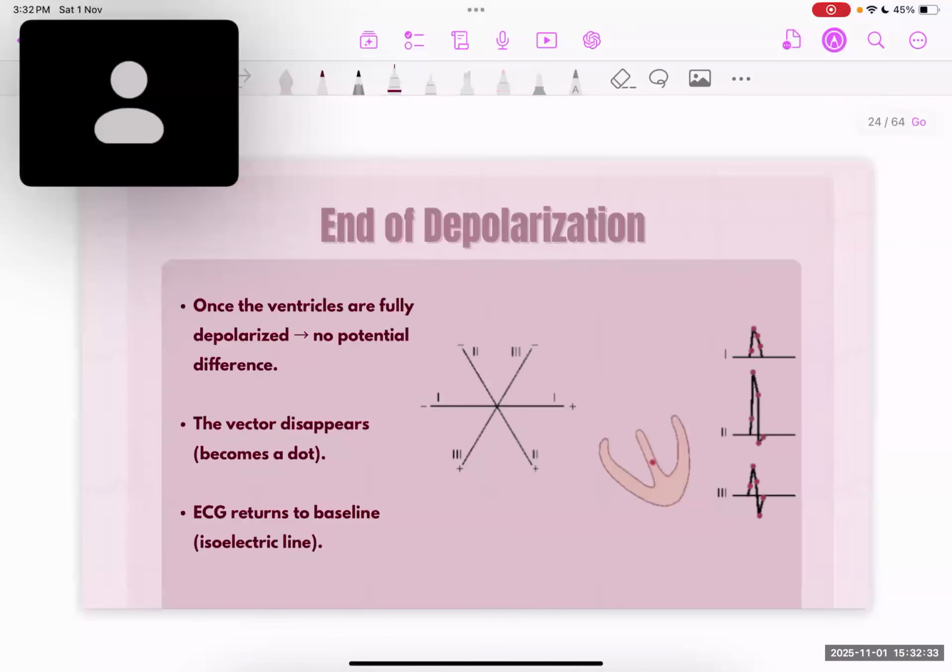Now, end of depolarization: all the ventricles are fully depolarized. There's no potential difference. As a result, the vector will disappear. So it's no longer an arrow. What's going to happen? The ECG will return to the baseline. We mentioned before, when there is no potential difference, nothing will happen. It comes back to the baseline. This is your QRS complex.